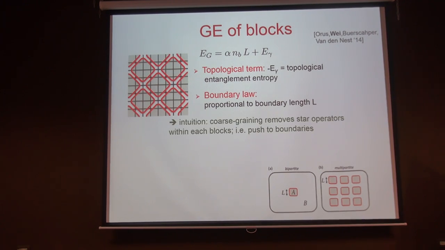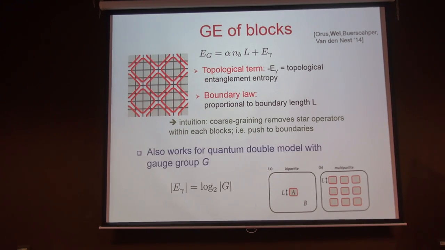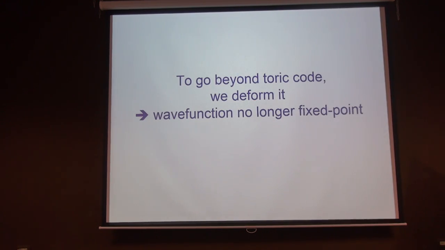Okay, so the intuition that I described for doing these graphical rules is that we want to coarse grain to remove short range entanglement. This means removing the star operator inside the block, so that the star operator can only exist at the boundary. And this is the reason why there's a boundary law. Okay, and this also works for the quantum double model. Any questions so far?